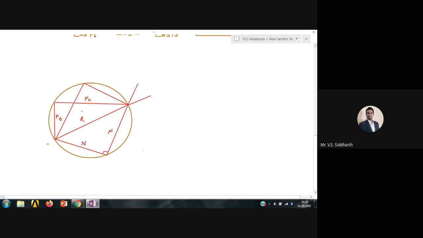This is 90 degrees. This is 90 degrees. This is the shear angle phi. What is this? Fs. Fs direction is here, and this is the normal direction. Draw the directions also. What is this one? Normal to shear.